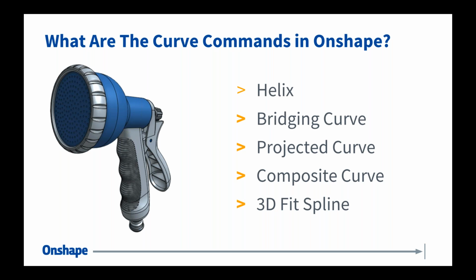The next one I want to mention is composite curve. The way to think of composite curve is a combination of entities, a combination of things. So if you ever have a scenario where you want to create a loft, or you want to create something where it's a combination of entities that you need to select, you would create a composite curve out of them. And again, I'll go over an example of this in just a bit.